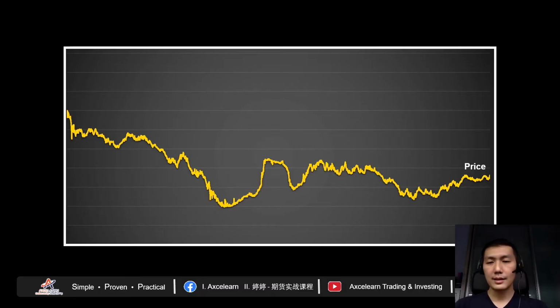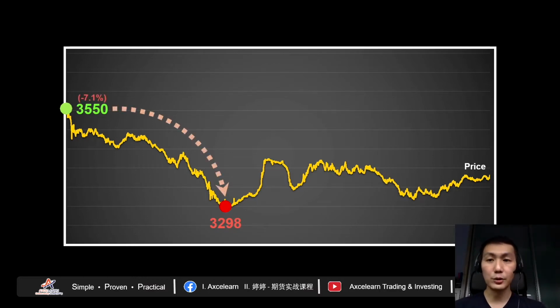Now let's take a look at this intraday chart for a moment. This is a particular trading day during the middle of June 2021. Here we can see that on this particular intraday price movement, it has a high of 3,550 points and it goes as low as 3,298 points. So there is actually a drop of 7.1% for this particular trading day, which is very huge.